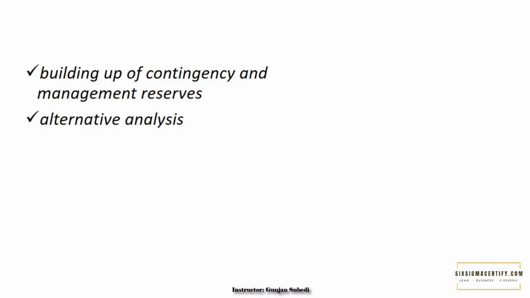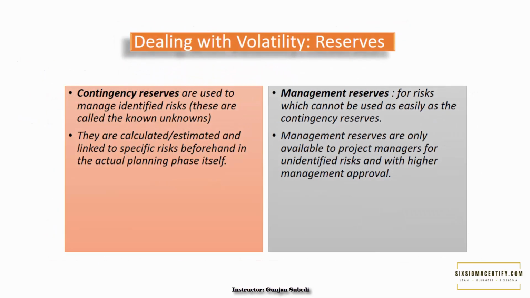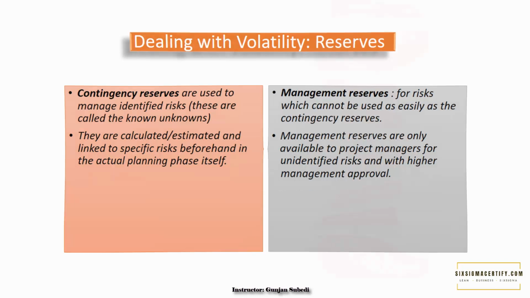Let's deal with the reserves first. Contingency reserves are used to manage identified risks, which are known as known unknowns, and these are calculated or estimated and linked to specific risks beforehand, in the planning phase itself. Sometimes there could be management reserves, which cannot be used as easily as contingency reserves. Management reserves are only available to the project managers for unidentified risks and with higher management approval. Note that reserves are not additional cost to any project.